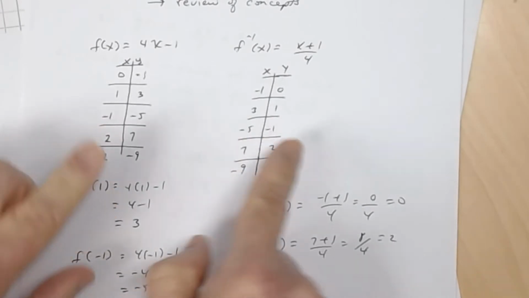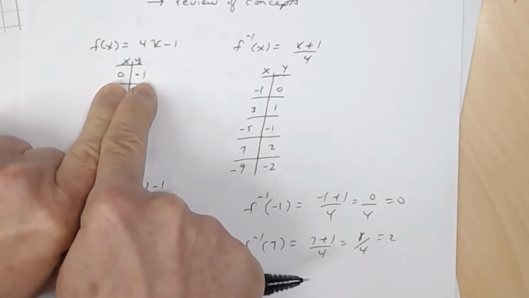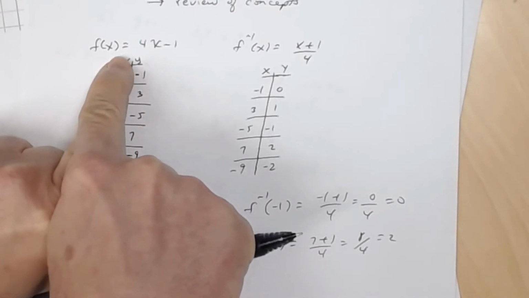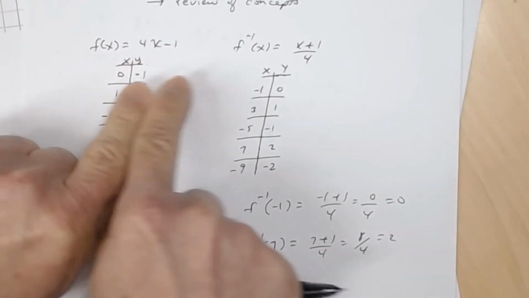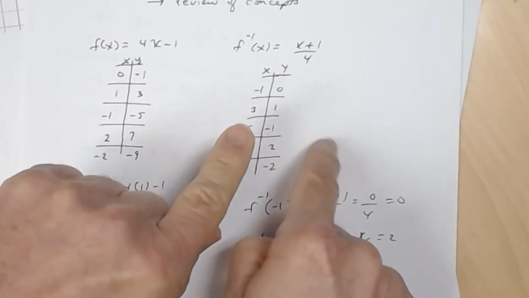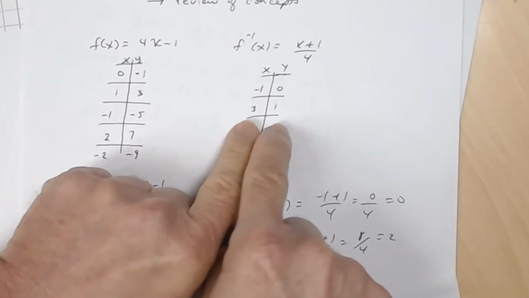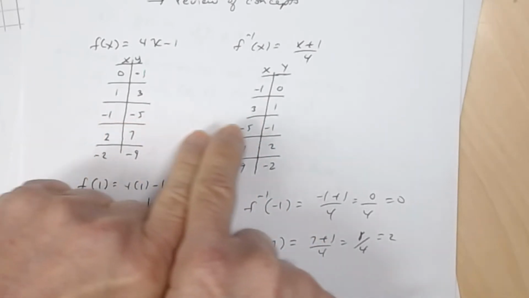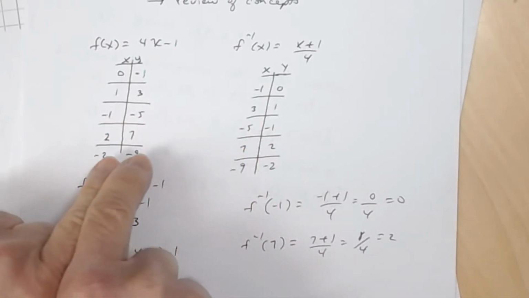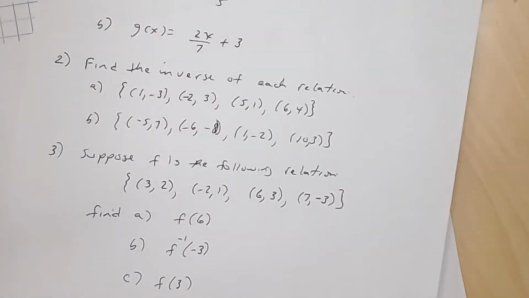So basically, when we had the discussion, we said that if 0, -1 was on f of x, then -1, 0 would be on the inverse. So you interchange the coordinates. Remember that? So 1, 3 became what? 3, 1. -1, -5 becomes what? -5, -1, and so on. Okay? All right, so we're going to use that idea with number 2.